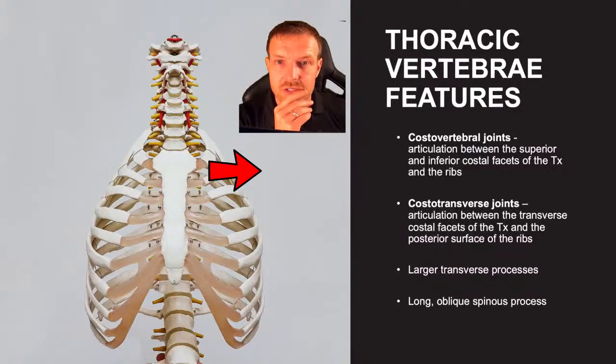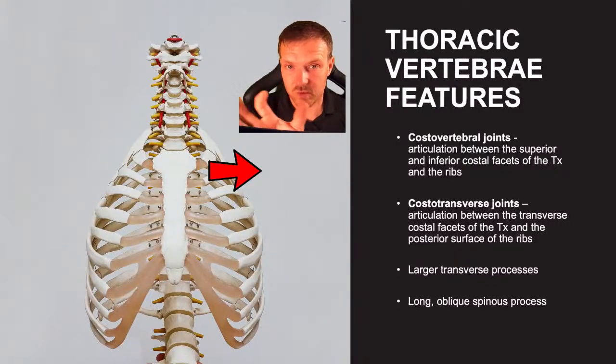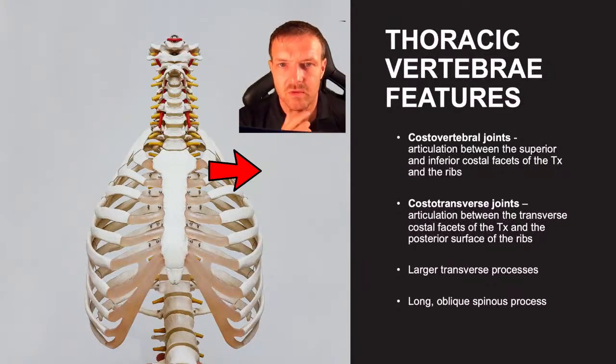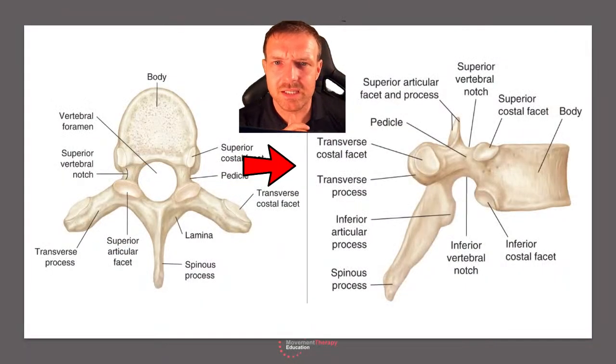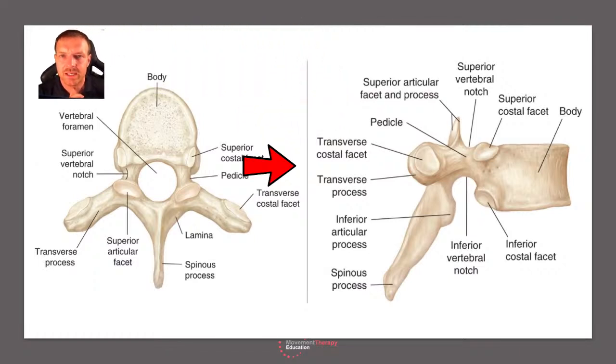So those are the features of the thoracics, and you can see all the different bits on there. This is what they look like in the books. So there's your vertebral body, which we've just seen one of. We've got a superior costal facet. Superior means above, costal means rib, facet is a joint.